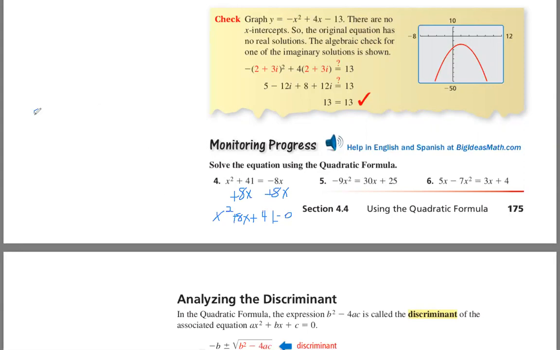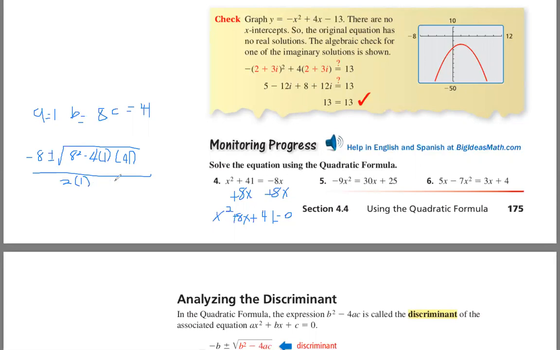Okay. So let's go ahead and do that. A is going to be equal to 1. B is going to be equal to 8. C is going to be equal to 41. Okay. So again, you're going to do the same exact steps, negative b. So this time it's going to be negative 8 plus or minus square root of 8 squared minus 4 times 1 times, this time it's going to be a big number, times 41. Okay. All over 2a. So we're going to divide this again by 2 times 1.